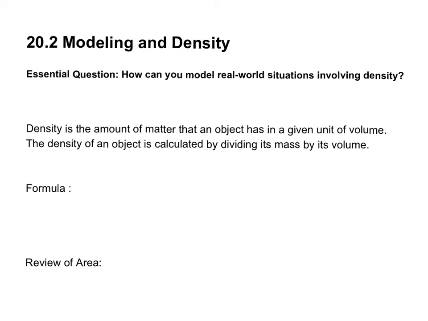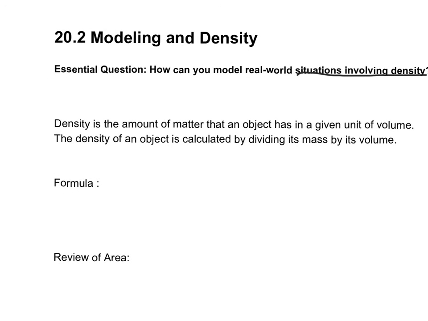So at the end of this, we're going to figure out how to model real world situations involving, I almost said destiny, density. So density is the amount of matter that an object has in a given unit of volume. The density of an object is calculated by dividing its mass by its volume. And you've seen some of these problems in some science classes.